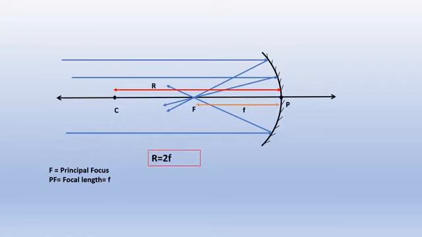Using the assumption that the aperture is much smaller than the radius of curvature, we can prove that the radius of curvature is twice the focal length, that is R = 2f.